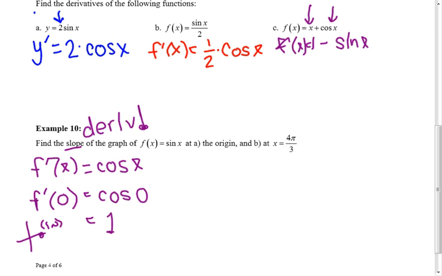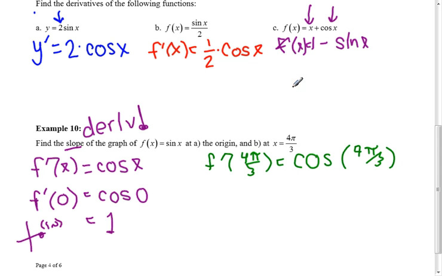Okay, now if we do part B, we're trying to find the slope of our function at 4/3 pi. So again, we're just plugging it in. 4 pi over 3. So we're doing f prime of that. We're doing cosine of 4/3 pi. Alright, so you should know these by now. If you don't, my little shortcut here, 30, 45, 60, starts with a 3. So we have square root of 3 over 2, square root of 2 over 2, and 1 over 2.